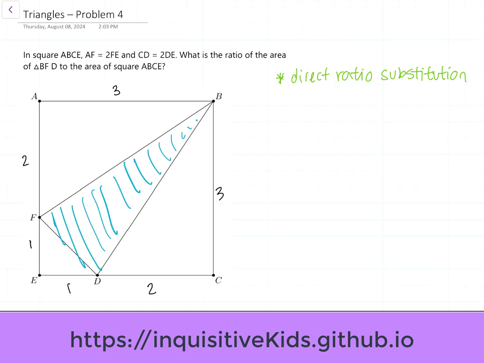So we know that triangle ABF would be 2 times 3 divided by 2, which is 3. This is also 3, and this is 1/2. We know that the total area is 3 squared, which is equal to 9. So the area of triangle BFD would be equal to 9 minus 6 1/2, which gives us 2 1/2. So we have 2 1/2, or 2.5, to 9. So this is the final answer to the problem.